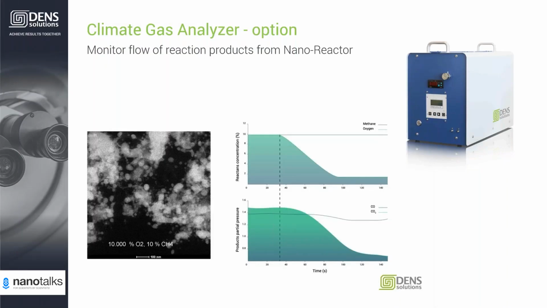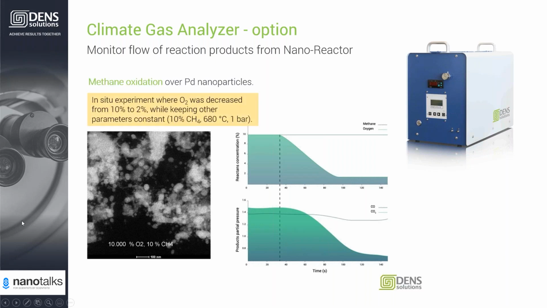Then we have the gas analyzer for measuring the content of the gas flow coming out of the nanoreactor. So here you see an example of methane oxidation with palladium nanoparticles. What you will see happening here is the gas concentration for oxygen going down from 10 to 2%. And at the start of this animation, first you will see a lot of dynamics in the palladium nanoparticles in the image. But then as time progresses, oxygen content will go down.